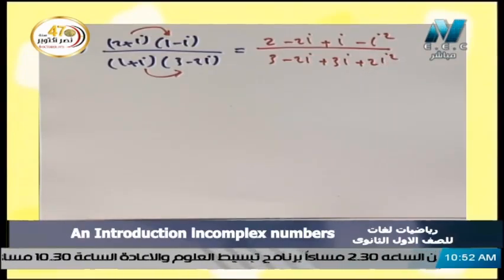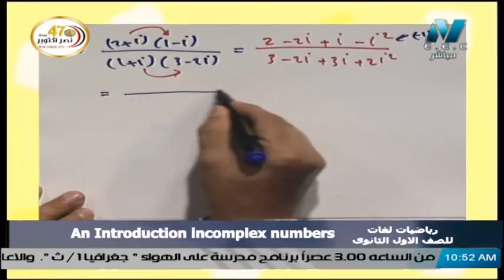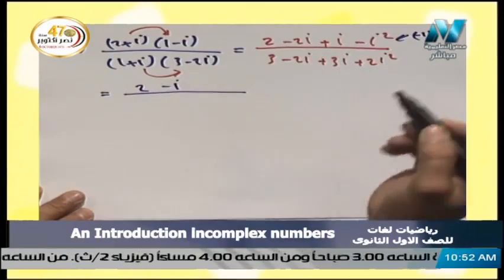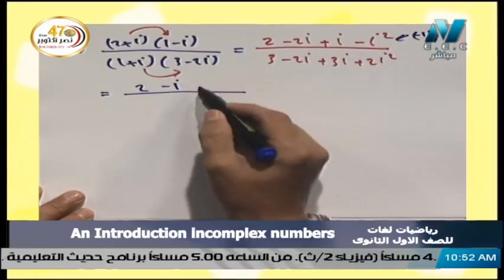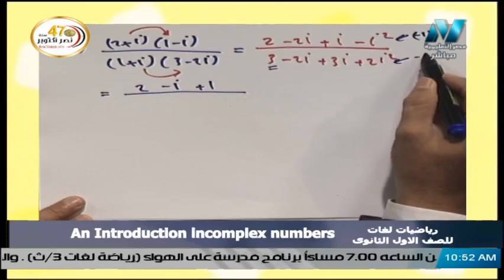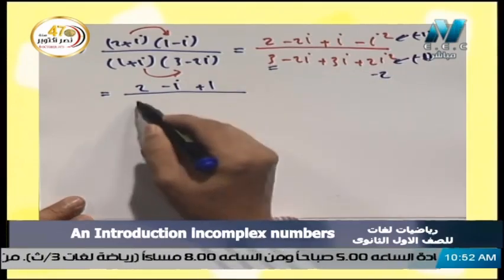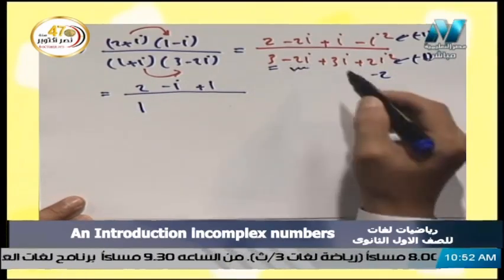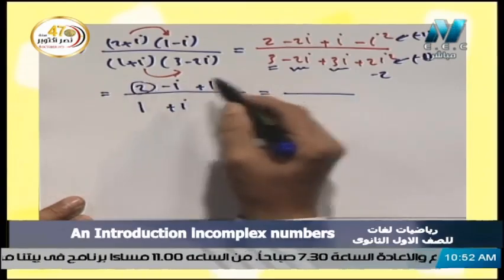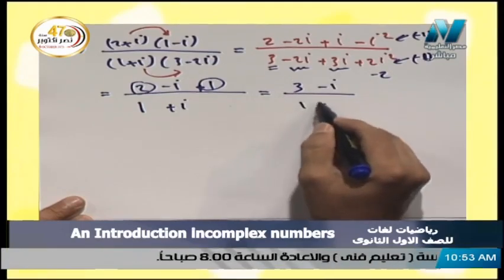We need to simplify it because i power 2 here, it's negative 1. So we can write 2. Negative 2i plus 1i is negative i. And negative multiplied by negative 1, it's positive 1. Over 3 here. And i power 2 here is negative 1 also. Negative 1 multiplied by 2 equals negative 2. So negative 2 plus 3 equals 1. And negative 2i plus 3i is 1i. Here, numerator we have 2 plus 1, it's real numbers. So we can add them, 3 minus i over 1 plus i.